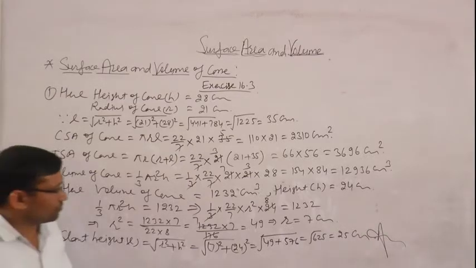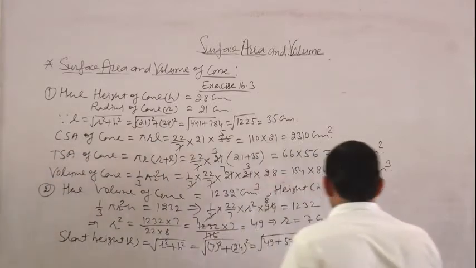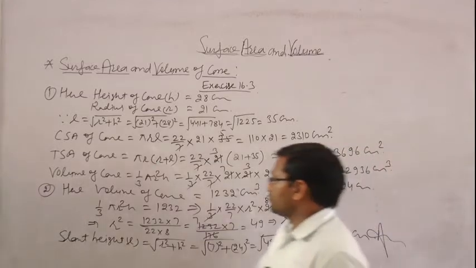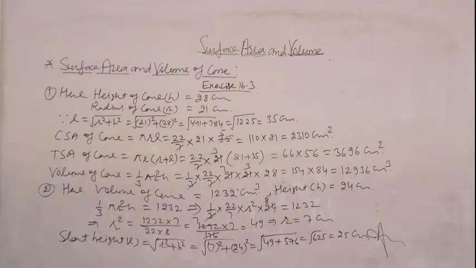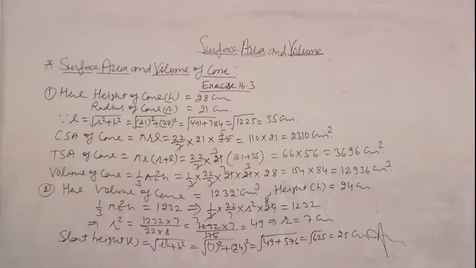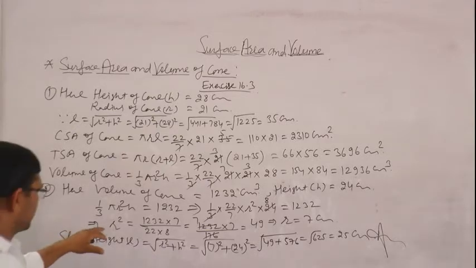Slant height of cone is 25 centimeters. So in this question volume of cone is given, and height of cone is also given. We want to find out slant height. So first we find radius.